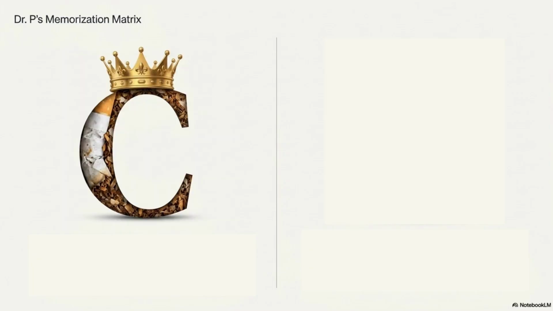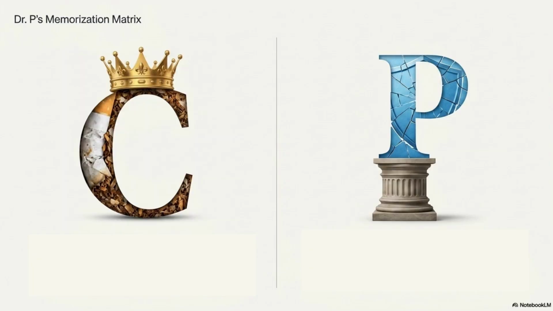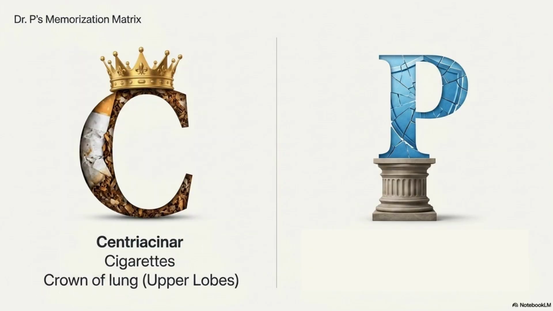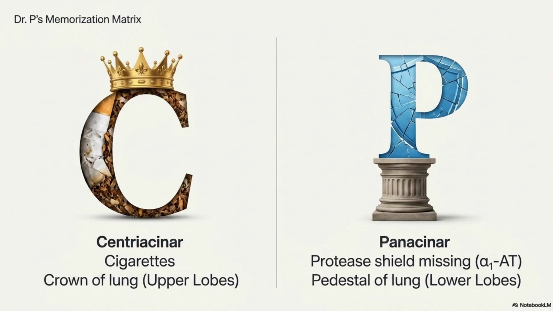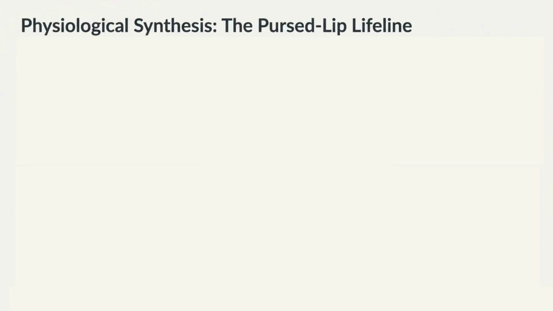To make sure you never confuse the two heavyweights on test day, here is Dr. P's memorization matrix. Just remember the letter C and the letter P. For C, centri acinar is caused by cigarettes and affects the crown of the lung, meaning the upper lobes. For P, panacinar is caused by the protease shield missing, that's alpha-1 and affects the pedestal of the lung, meaning the lower lobes.